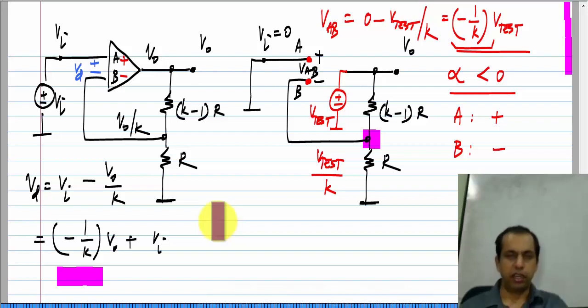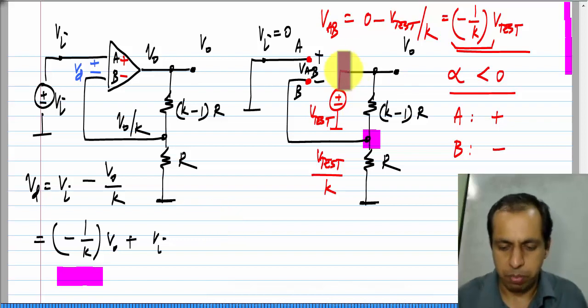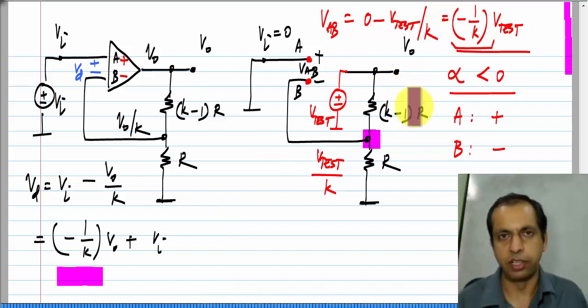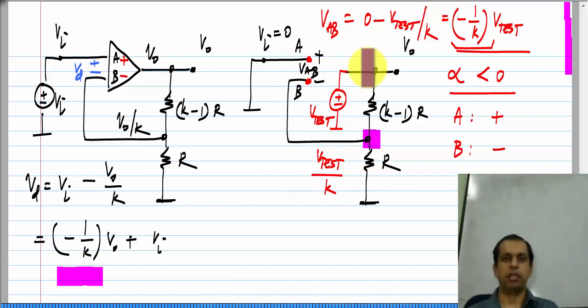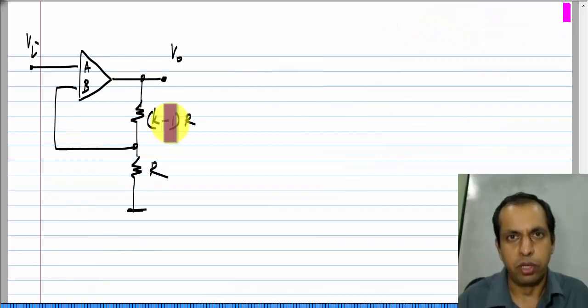I mean, in general, it is easier to remove the op amp, apply the source and analyze the rest of the circuit. In this case, the rest of the circuit was trivial, but in some cases it can be quite complicated. Okay. There is one other thing I want to point out.